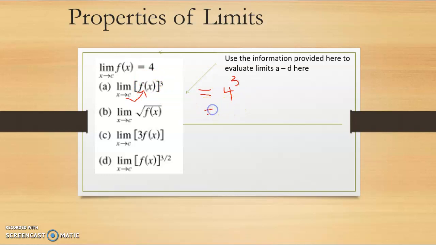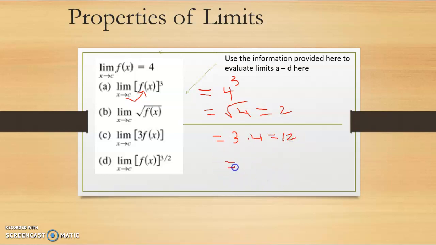The next one, we can take the limit inside the square root. Square root of the limit of f of x, that is 4. Square root of 4 is equal to 2. The next one, we can separate this as 3 times the limit of f of x, which equals 4. The answer is 12.